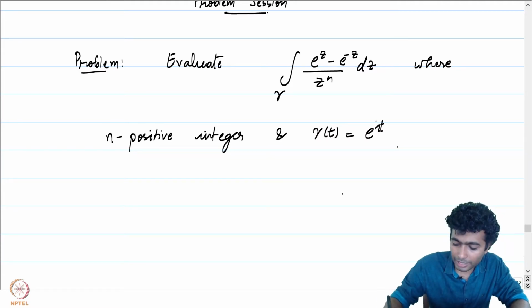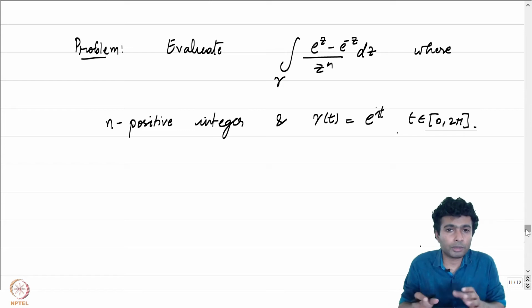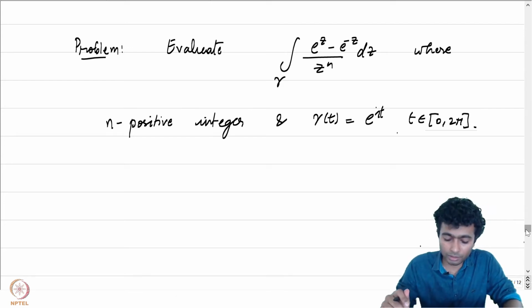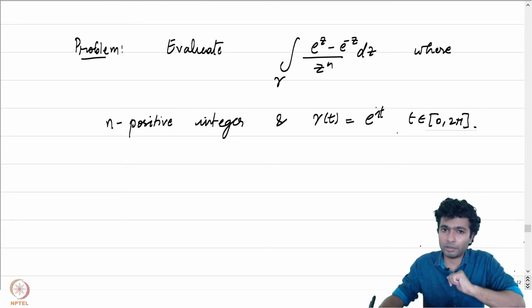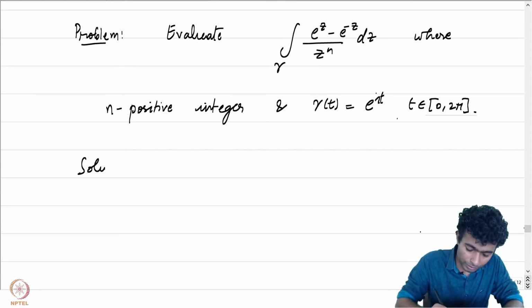It's e to the power it for t in 0 to 1. The integral a priori looks quite complicated to compute, but now we have some really powerful tools at our disposal. For example, we will be using Cauchy integral formula to evaluate this particular integral along the curve gamma. So, let us look at a solution.